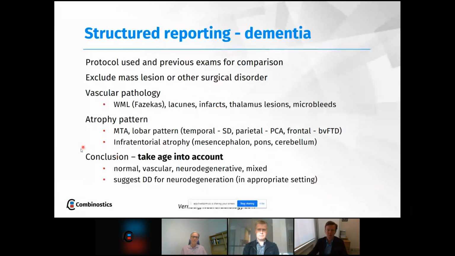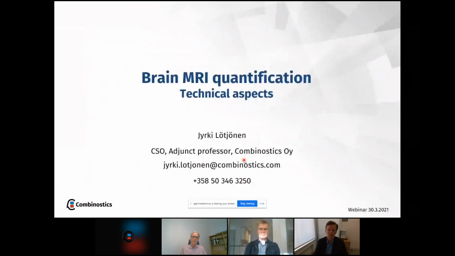But what is the more difficult part for the conclusion is to take the age into account. So I have an MTA score of 1 and 2, so 1.5. Is that normal or is that abnormal? Then, in fact, you have to go back to your internal database of what you've seen before and what you think is normal or appropriate for age. And that is a really difficult thing and requires a lot of experience. And that's why I think quantification in combination with normative data can really help us in difficult cases, which brings me to the next speaker, Jyrki Lötjönen.